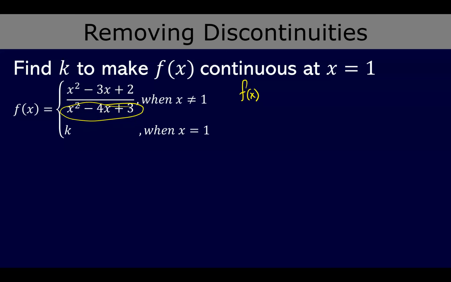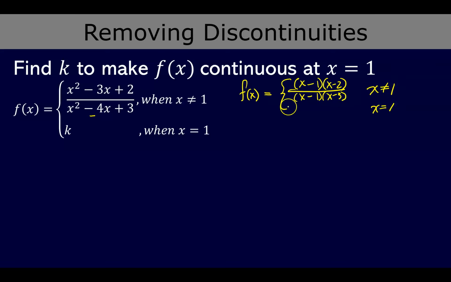I'm assuming if I substitute 1 into this denominator, I'm going to get 0. So let's see. I'm thinking 1 squared minus 4 plus 3. Yep, that's indeed 0. So let's factor out this piece. And remember, we have to have our whole f here. So let's see, x, and that's going to be x minus 1, x minus 2 as factors, over x minus 1, x minus 3 as factors. When x is not equal to 1, when x is equal to 1, we use k. We want to rewrite all of that. And so let's do what we previously did.